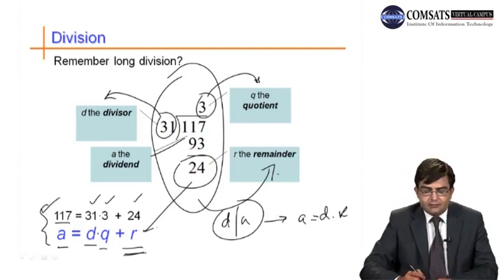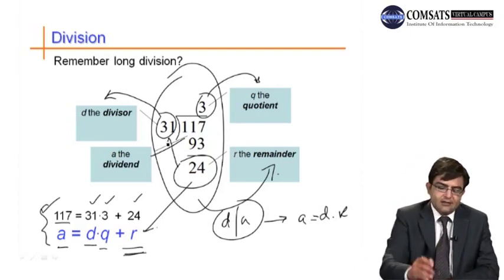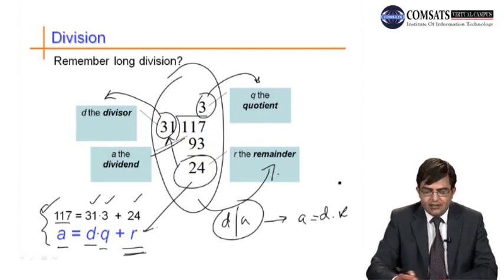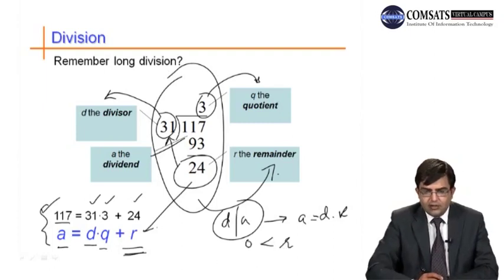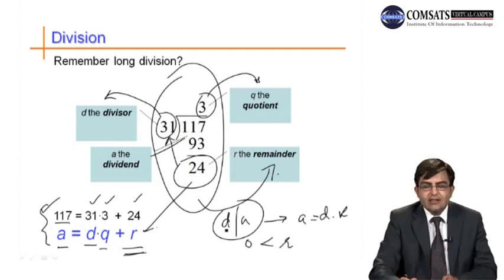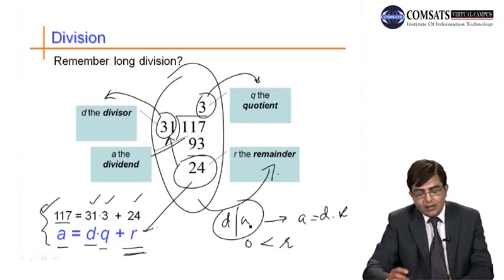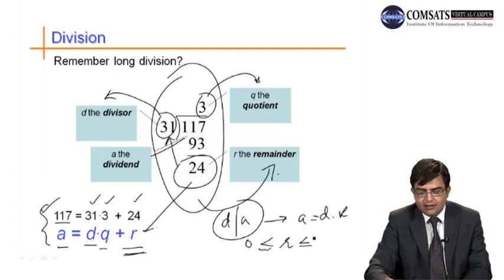We note here that this remainder must be less than the divisor. R must be greater than or equal to 0, and R equals 0 means D divides A completely. So R must be greater than or equal to 0 and less than the divisor D.